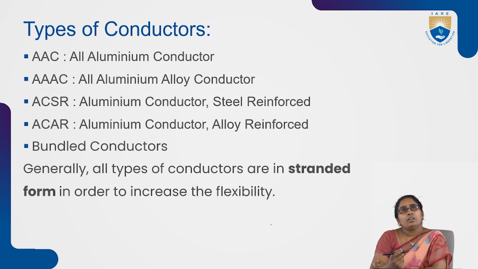Now, what are the types of conductors they use in the transmission line? We know the various conductor materials, and in specific they are using the ones we can see here. So the first one is AAC, all aluminum conductor.